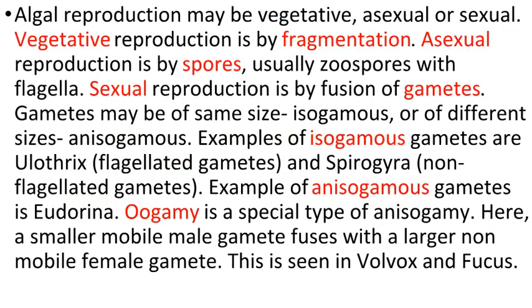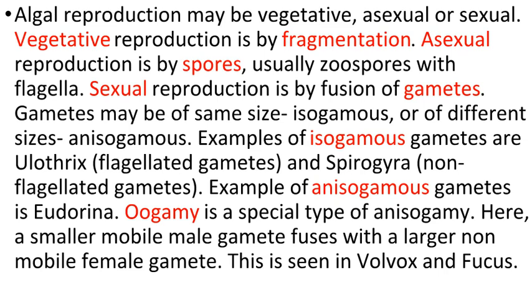Algal reproduction may be vegetative, asexual or sexual. Vegetative reproduction is by fragmentation. Asexual reproduction is by spores, usually zoospores with flagella. Sexual reproduction is by fusion of gametes. Gametes may be of same size, isogamous, or of different sizes, anisogamous. Examples of isogamous gametes are Ulothrix, flagellated gametes, and Spirogyra, non-flagellated gametes. Example of anisogamous gametes is Eudorina.